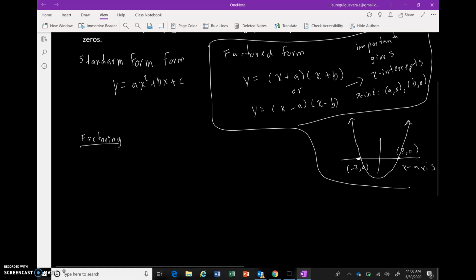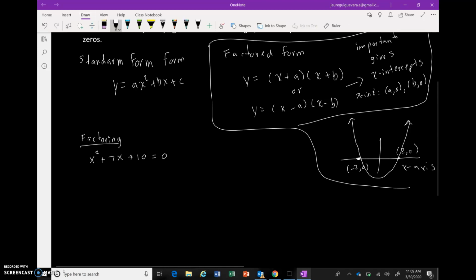Let me give you a good example. So we have x squared plus 7x plus 10 is equal to 0. Okay, and so that's what we have.